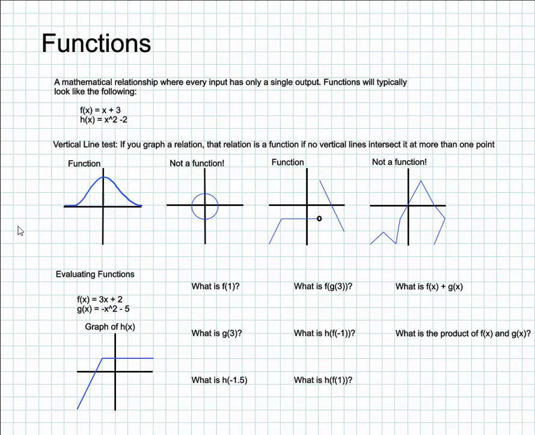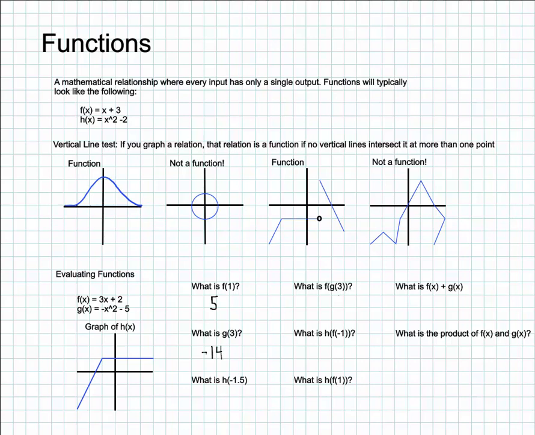Okay, let's move on to evaluating some functions. So I have 3 functions. f of x equals 3x plus 2, g of x equals negative x squared minus 5, and I have a graph of h of x. So let's do some evaluations. What is f of 1? So this simply means that we plug in 1 in f of x anytime we see an x. So we have 3x plus 2, or 3 times 1 plus 2, which of course is equal to 5. What about g of 3? Well, we have negative 3 squared, which is negative 9, minus 5, and we get negative 14.